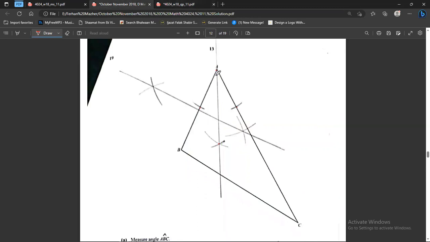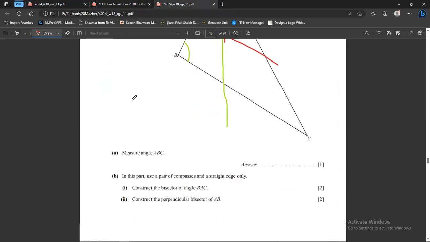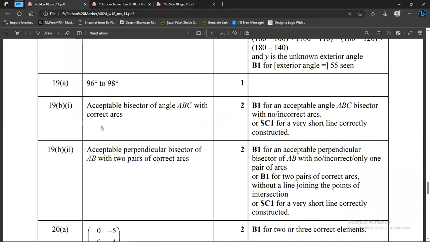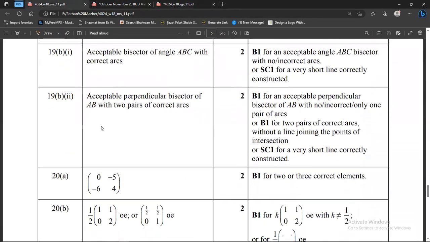Okay, so you can see I put my compass here. I've drawn this arc. I have drawn this arc. Then I have put my compass on the B. I have drawn this arc and I have drawn this arc. So I will join these 2 points, and this line will be the perpendicular bisector of the AB. And this is what they have asked us to do, and they have asked us nothing else. Okay, so hopefully you understand. This is question number 19.